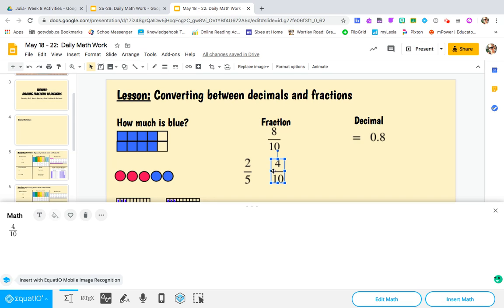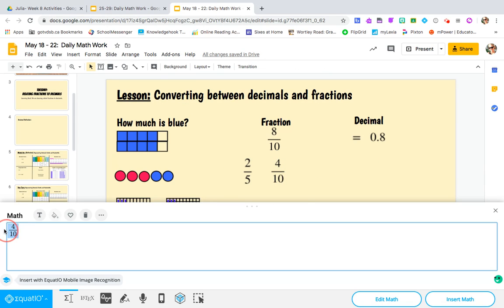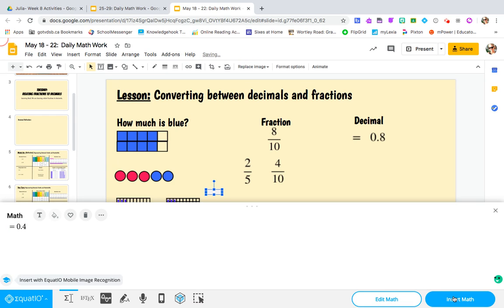And as soon as we see a fraction out of 10, we know that it can be written as a decimal tenth. So this is now equal to 0.4. Awesome. Okay, let's move on because it looks like decimal tenths you're going to have no problem with.